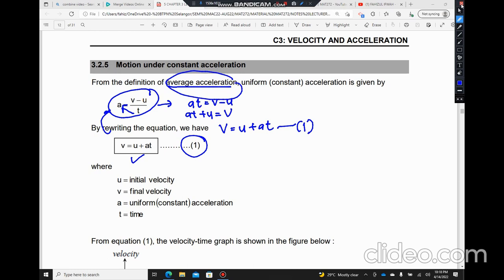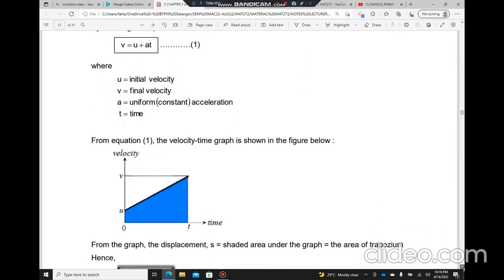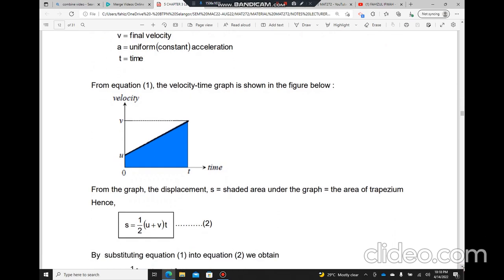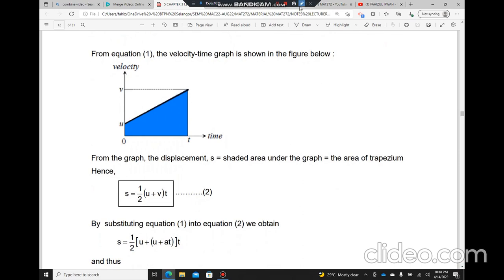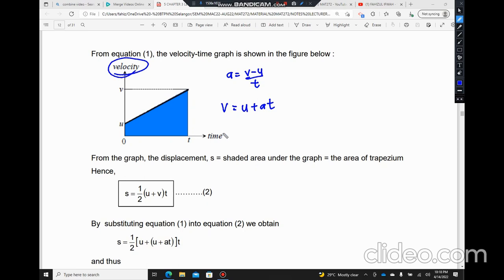Okay, then this one, graph here, from equation 1, the velocity time graph is shown in the figure below. So we have the formula v equals u plus at, from a equals v minus u over t. Kita ada satu graph velocity lawan dengan masa, and below this is the area under the graph. So from the graph, the displacement s equals the shaded area under the graph, or equals the area of a trapezium.